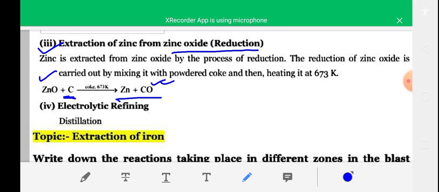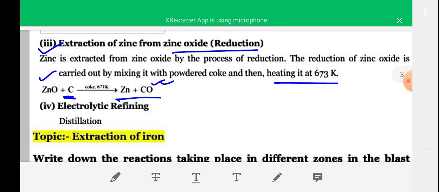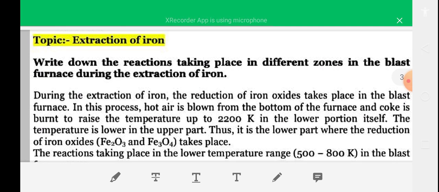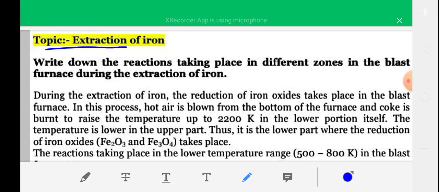The reduction of zinc oxide is carried out by mixing it with powdered coke and then heating at 673 Kelvin. So extraction of zinc is by carbon reduction. And extraction of iron is also carbon reduction. The main ore of iron is hematite, Fe2O3. From hematite you can extract iron.